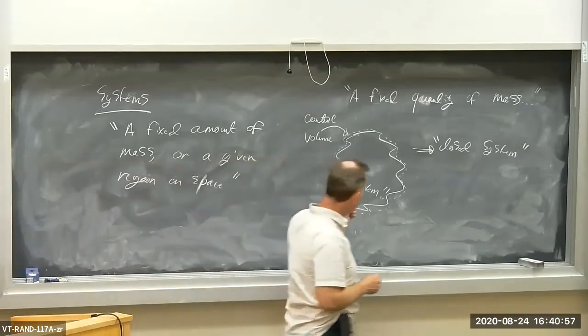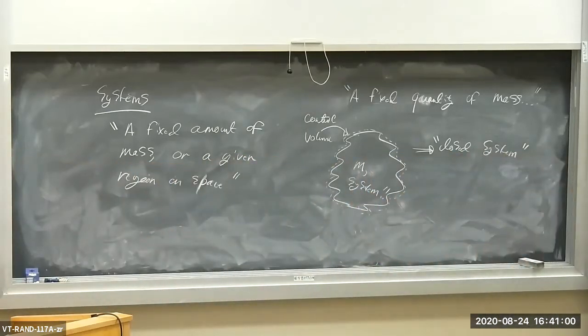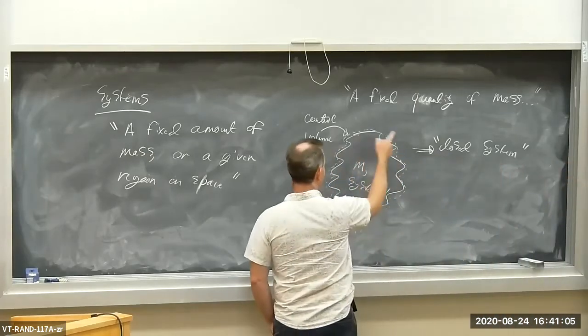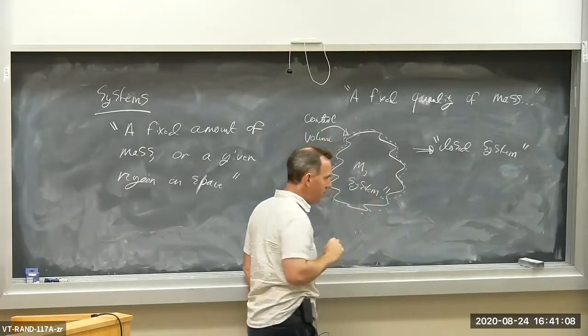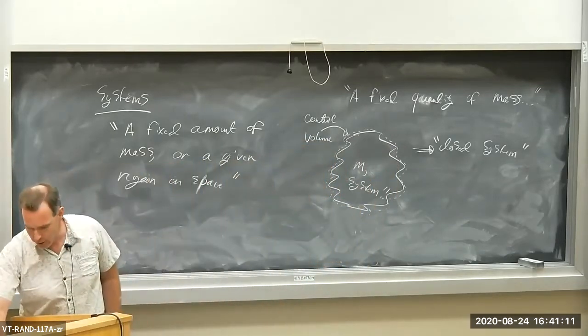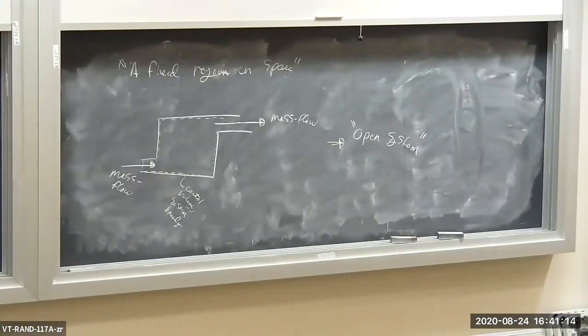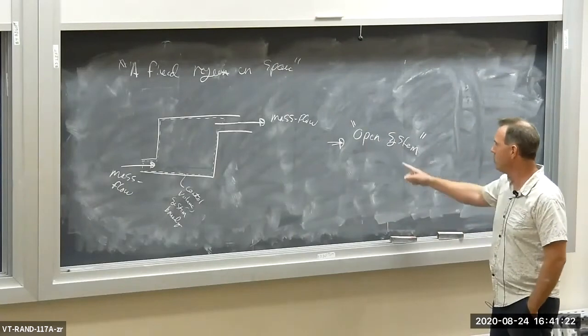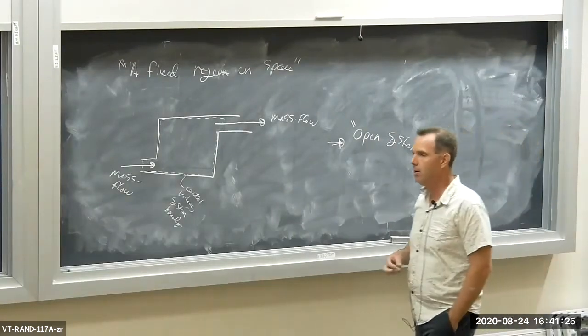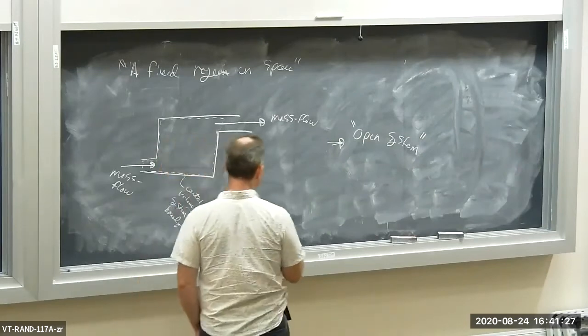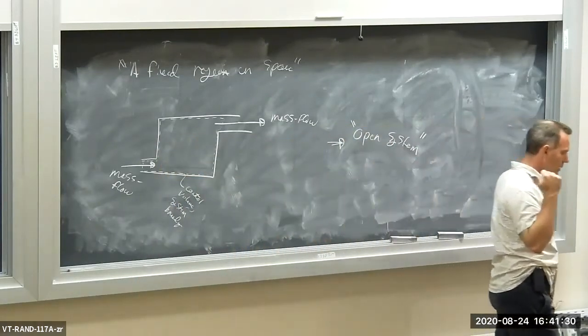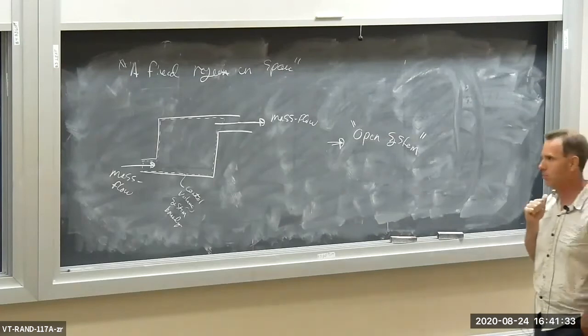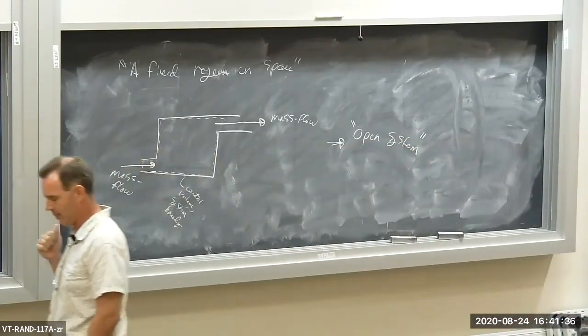Closed system. A specific fixed mass is surrounded by a control volume, and that defines our system. No mass crosses the system boundary. That's a closed system. If mass crosses the system boundary, and we have a fixed region in space that is our control volume, then that's referred to as an open system. Mass crosses the system boundary for an open system. Mass does not cross the boundary for a closed system, okay? Big difference.